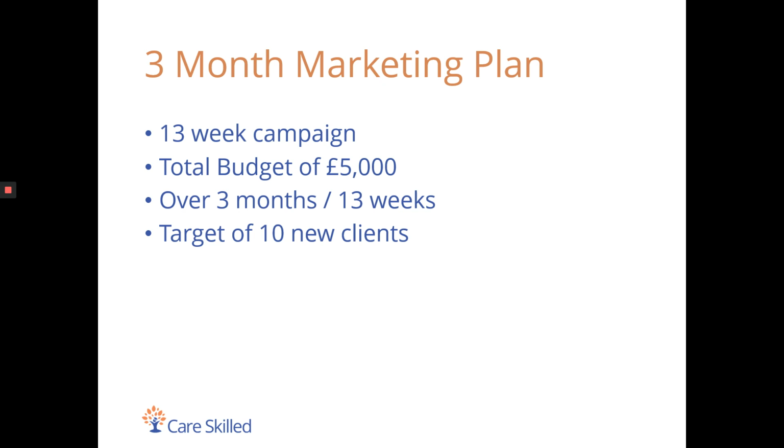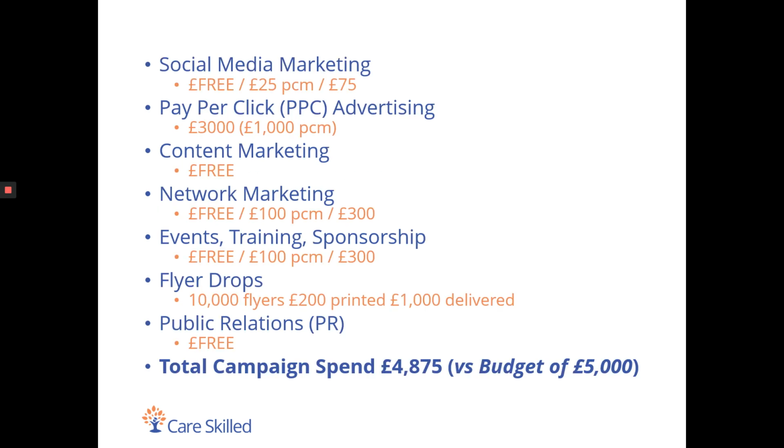We've already worked out a total budget of £5,000. We're going to be doing it over 13 weeks, and our target is to achieve 10 new clients within those 13 weeks. So we want to allocate some spending money to each of these marketing channels. I've put £75 in, at £25 a month, for social media marketing. This means doing it yourself, just utilizing a tool that you'll pay for. Pay-per-click advertising, £3,000 of your total budget, so £1,000 a month, using an external agency.